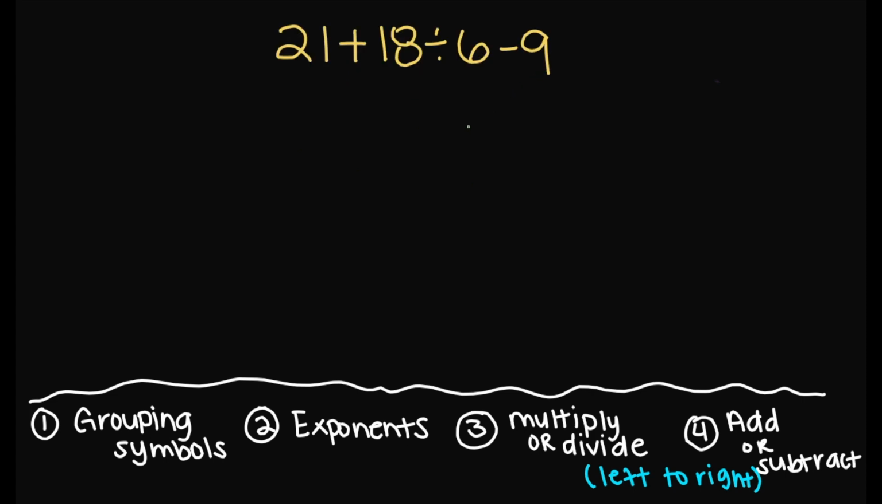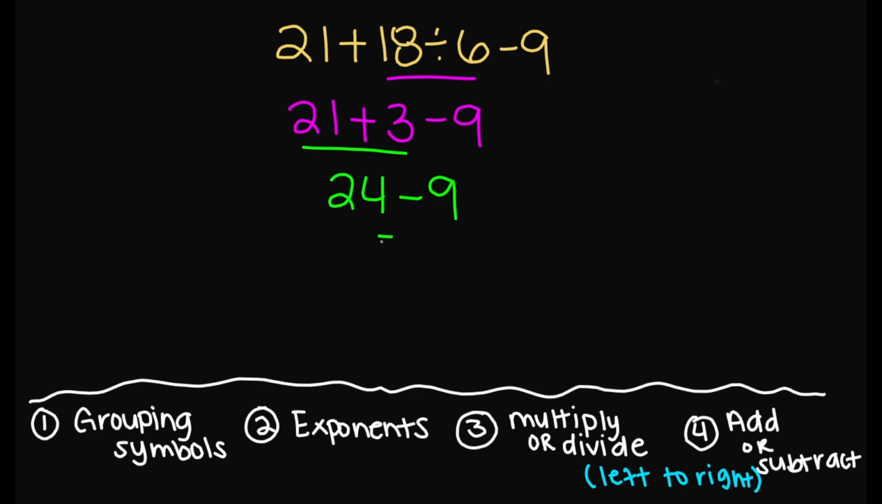Let's look at this example here. We're going to divide. So we have 21 plus 18 divided by 6. This is going to equal 3, and then minus 9. Now I am left with addition and subtraction. So I'm going to go from left to right. So we have 21 plus 3. This is going to be 24. 24 minus 9. This is going to equal 15. So your final answer here is 15.